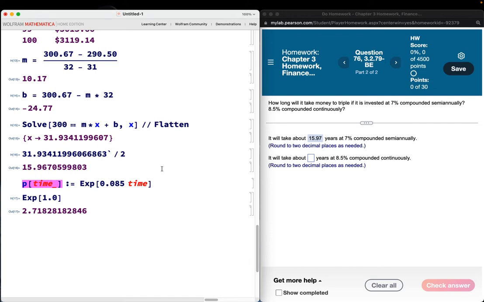And this will be my amount. How about we start with $100? And when does it become $300? Because it says here, how long will it take money to triple? So if you start with $100, when does it turn into $300?